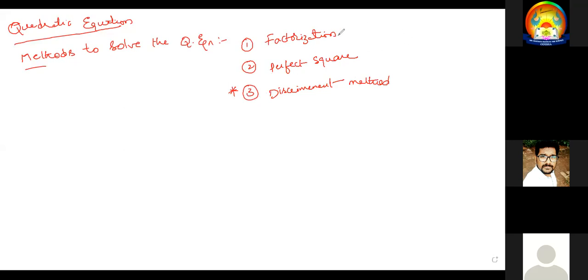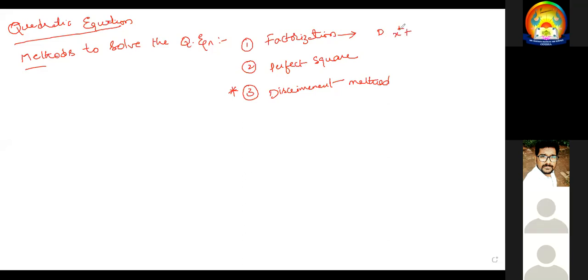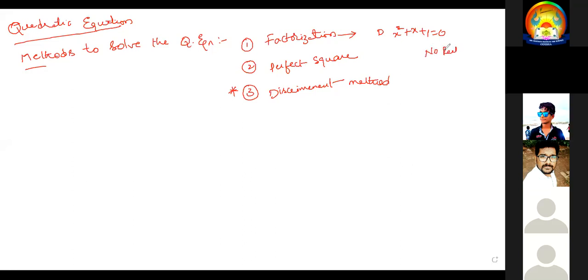While we were studying factorization, we had some defect. We cannot find the roots of certain quadratic equations, like x square plus x plus 1 equal to 0. You remember, you used to say no root. I said you have to say no real root. But this technical issue was solved in the perfect square method.